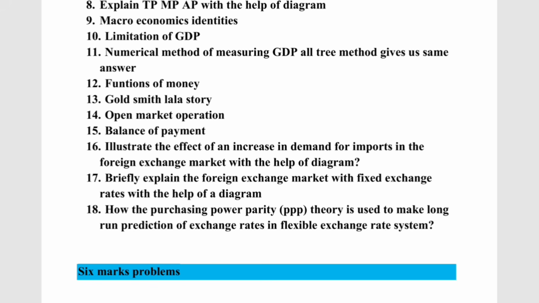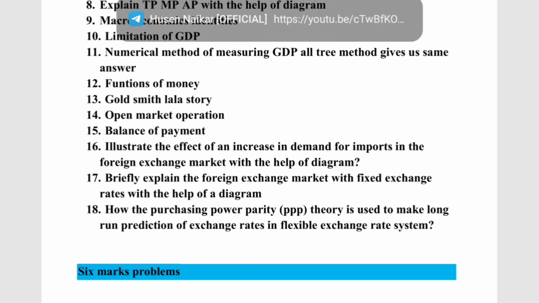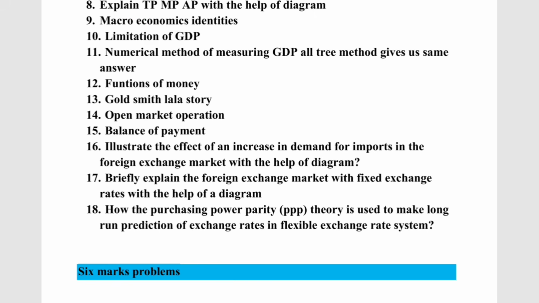Okay, next, which I have taken from the last chapter, open economy, balance of payments: illustrate the effect of an increase in demand for imports in the foreign exchange market with the help of a diagram, explain the foreign exchange market with the help of a diagram, and the foreign exchange market under a fixed exchange rate with the help of a diagram. Next, how the purchasing power parity theory is used to make predictions about exchange rates in the flexible exchange rate system. So question numbers 15, 16, and 17 are also very important from open economy.